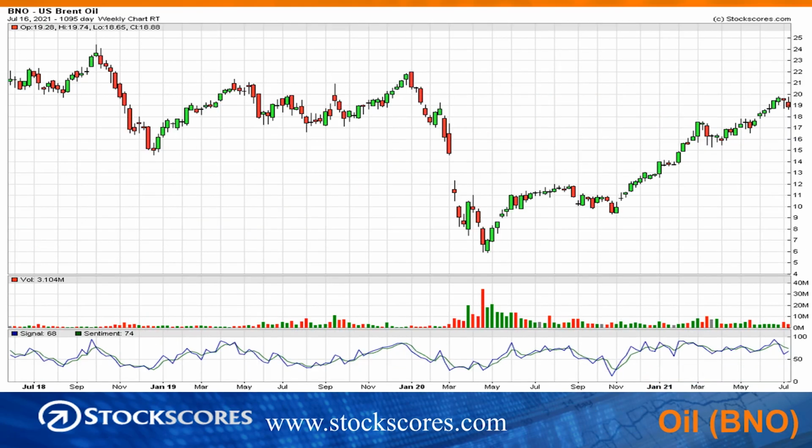On oil, a little bit of profit taking the last couple of weeks. However, in the grand scheme of things, the upward trend is still intact, and we can draw 2 upward trend lines.